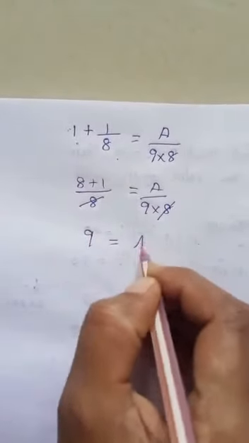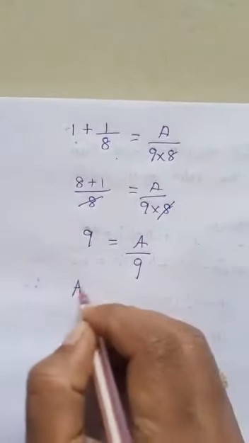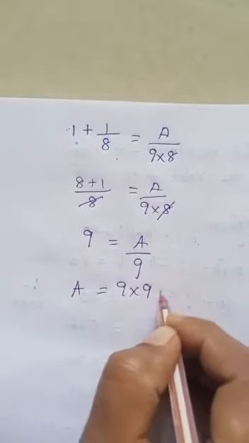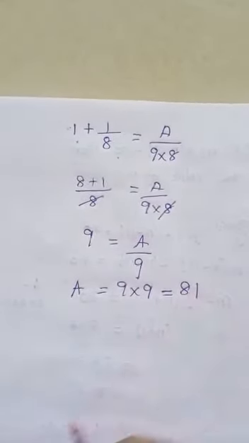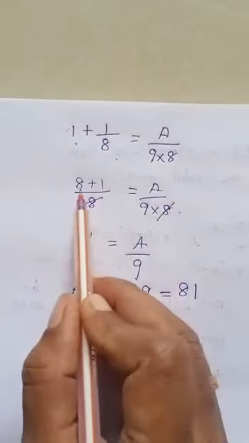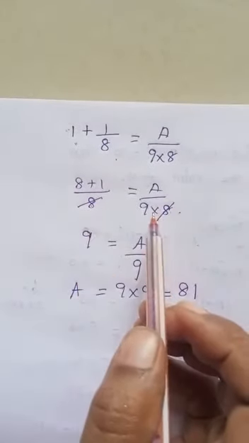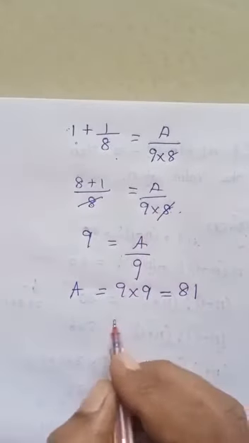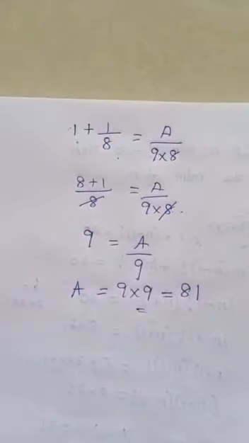See, both denominator 8 is there, so 8 will be getting cancelled. So 9 is equal to a by 9, or a is equal to 9 into 9. The answer is 81. Listen, if you don't know how to cancel like this, cross multiply and then you can cancel it. Okay, no issue. So do you all understand this?